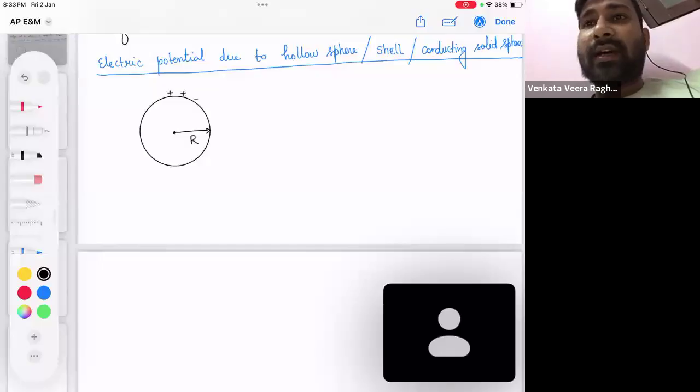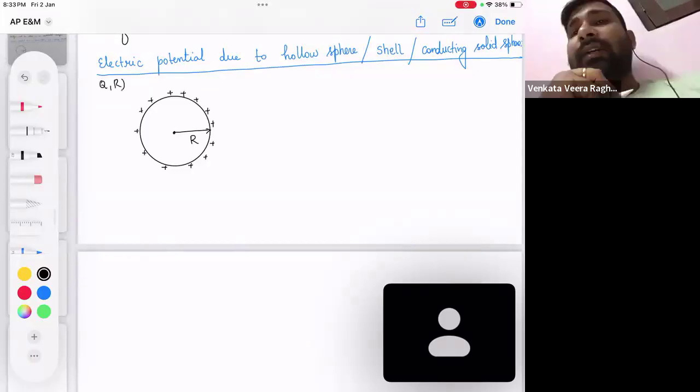Charge is distributed only on the sphere. How much charge is distributed? Let's say Q charge is distributed, and R is the radius of the sphere. Now please tell me, how many important points do we have? Do we have two important points?